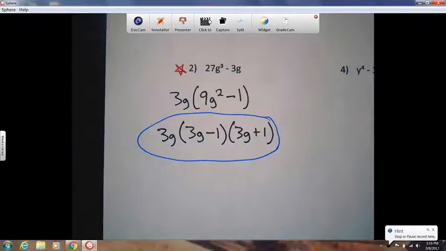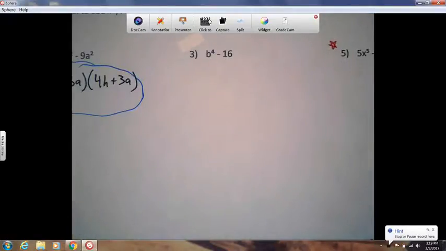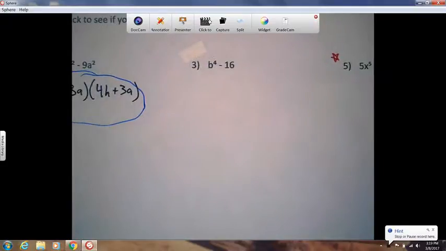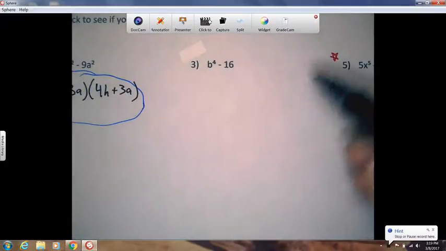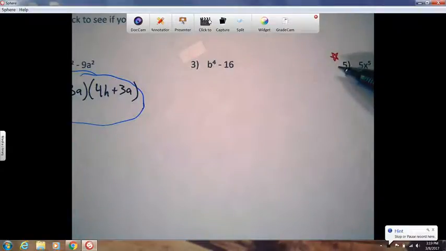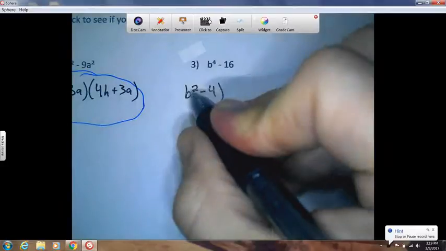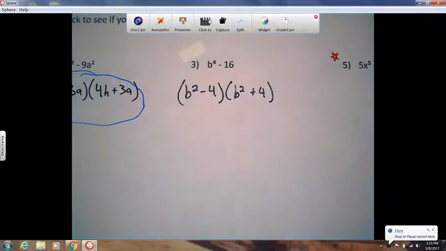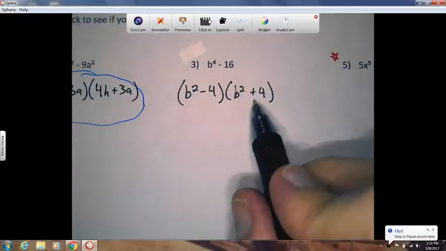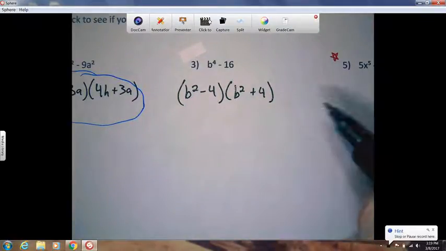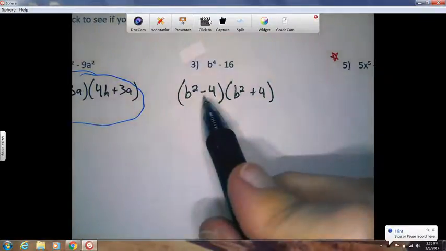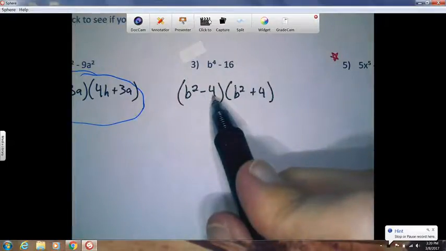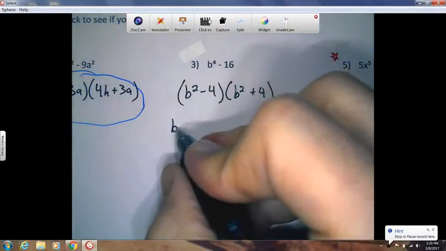Let's look at number 3. Again, is this a difference of squares? Yes, it's a difference. Yes, these are perfect squares. So, b squared minus 4, b squared plus 4. Now this is where you have to watch. I'm not done. I still have a difference of squares. Not here, because this is a plus. That's a sum. Here's a difference. That's a perfect square, and that's a perfect square. So b minus 2, b plus 2.